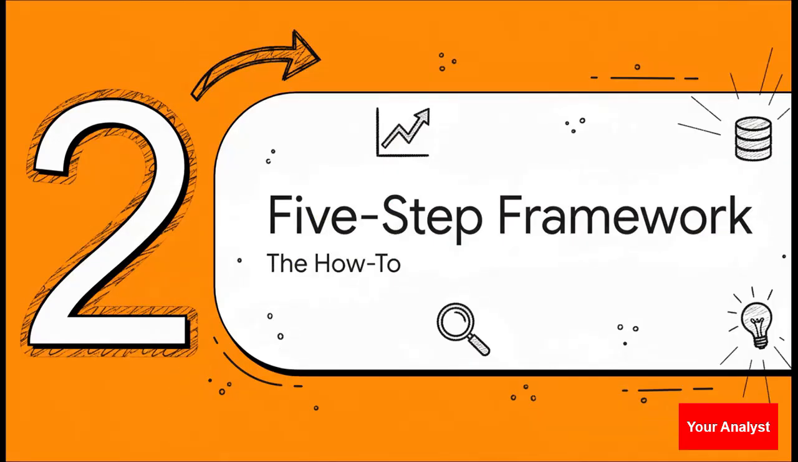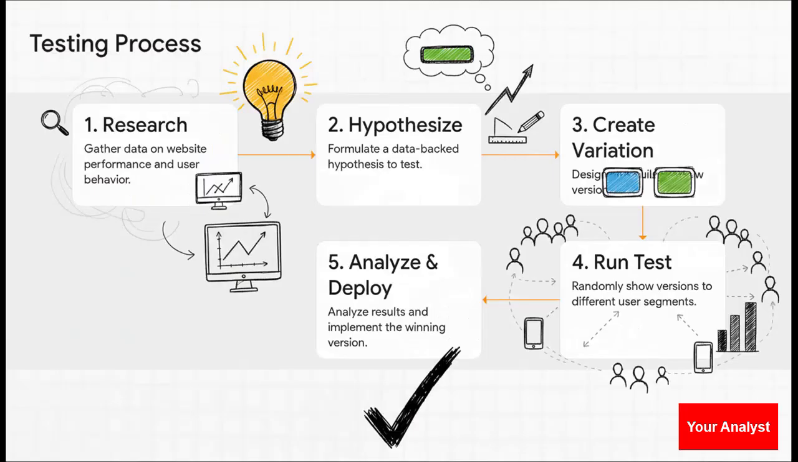Okay, so we know what it is. Now, how do you actually do it? Well, here is a simple but really powerful framework that you can start using pretty much immediately. You can run a basic test in just 5 steps. First step, research and hypothesize. Now, the key here is a strong hypothesis. Don't just say, maybe a green button will work better. No, you want to say something like, changing the button to green will increase clicks by 5% because it stands out more against our background.